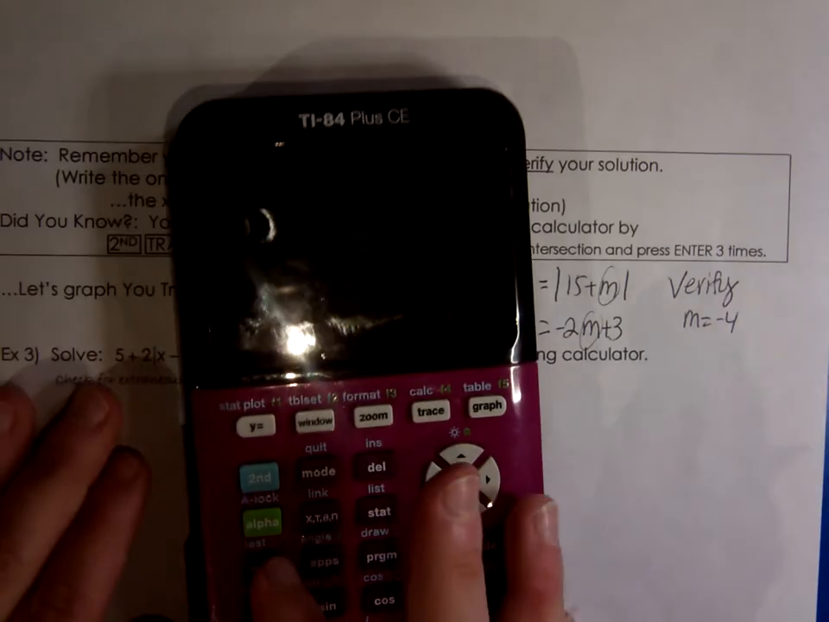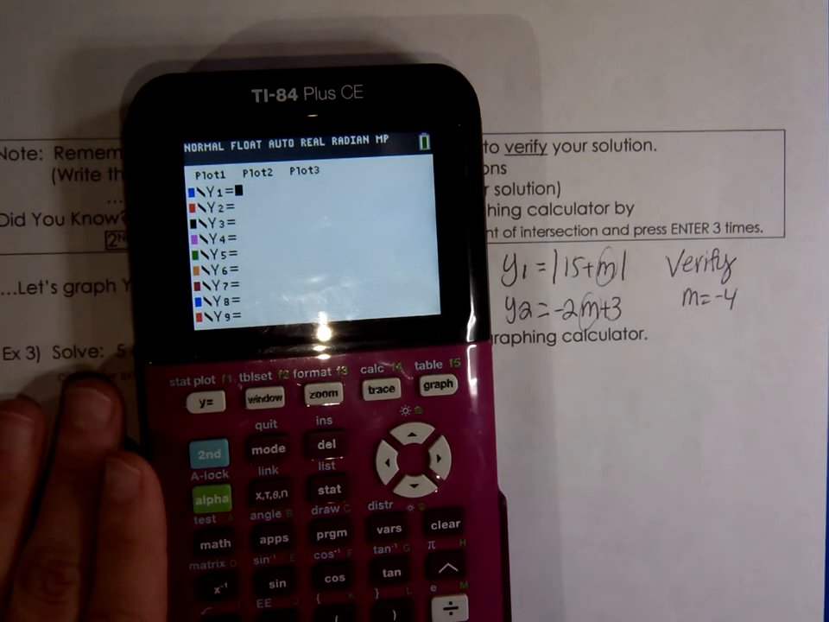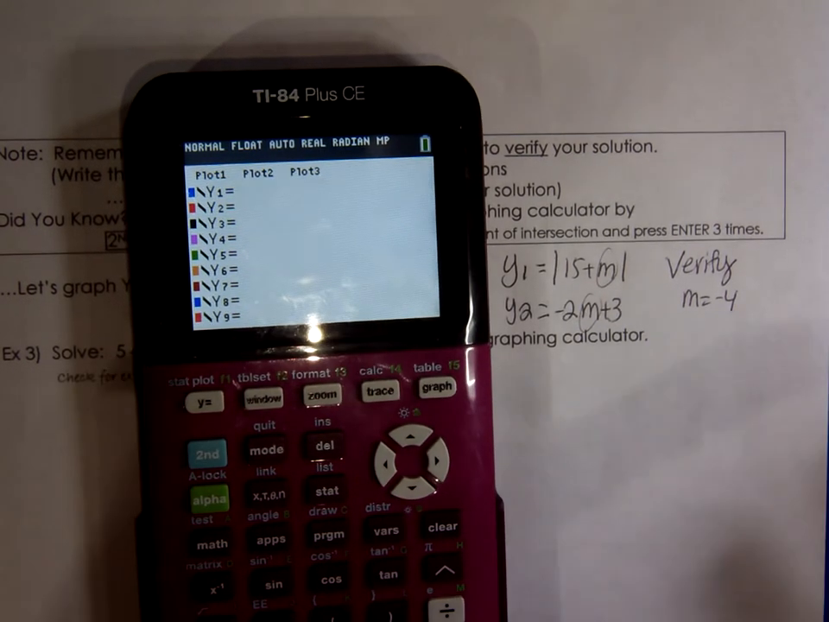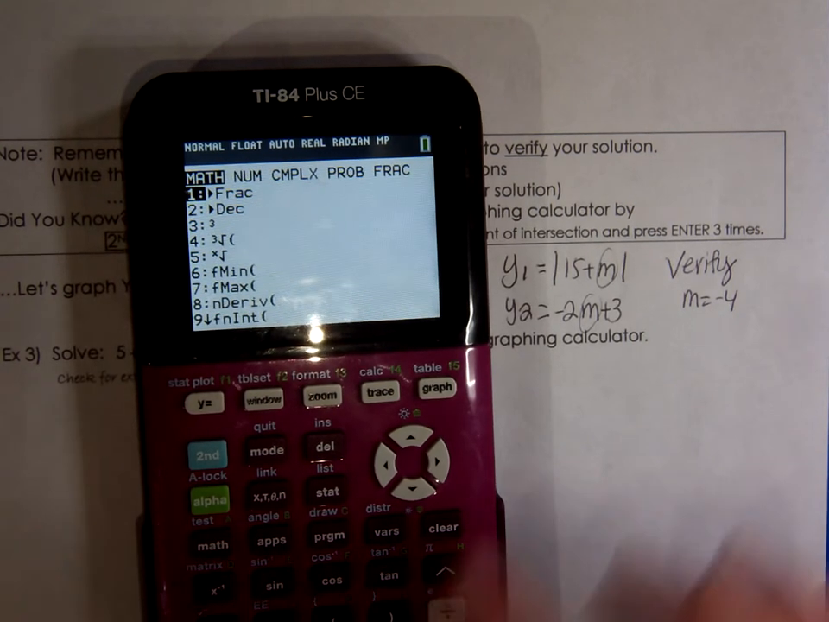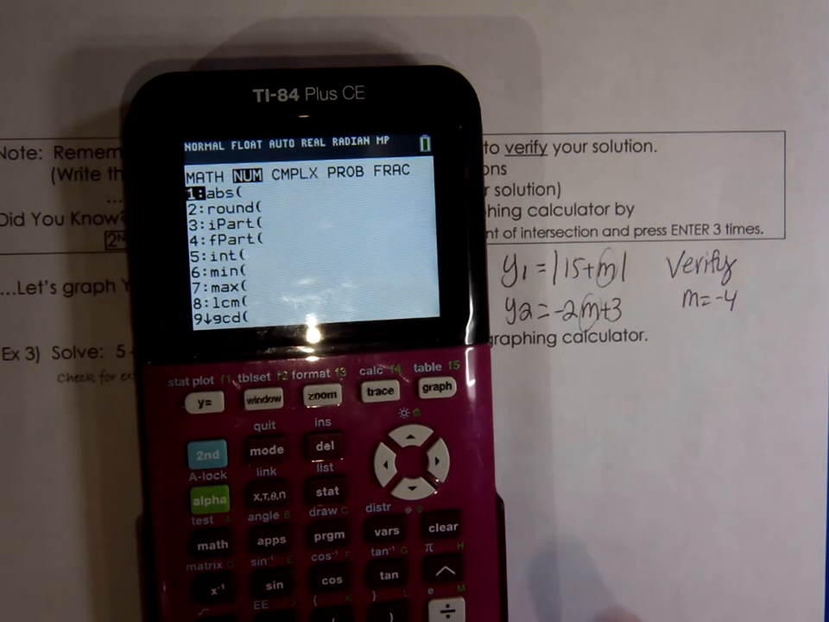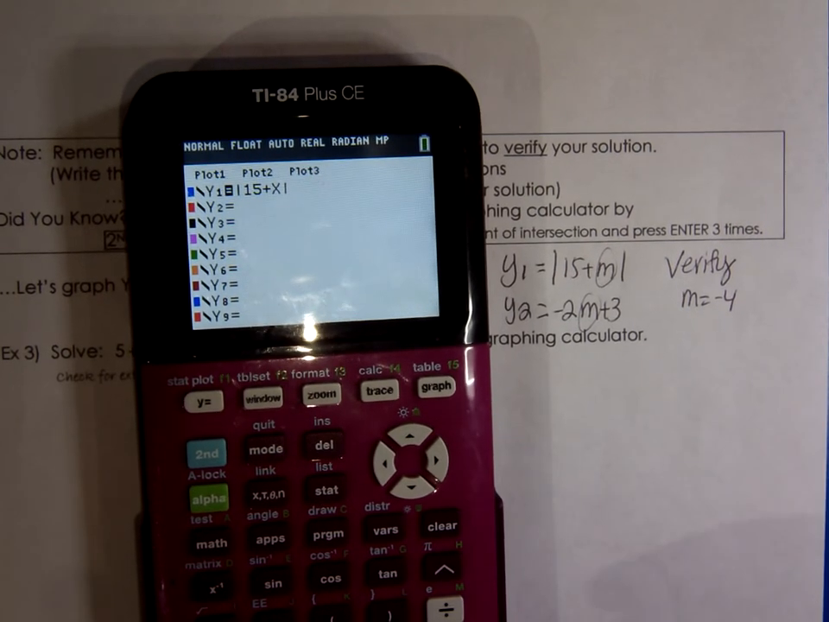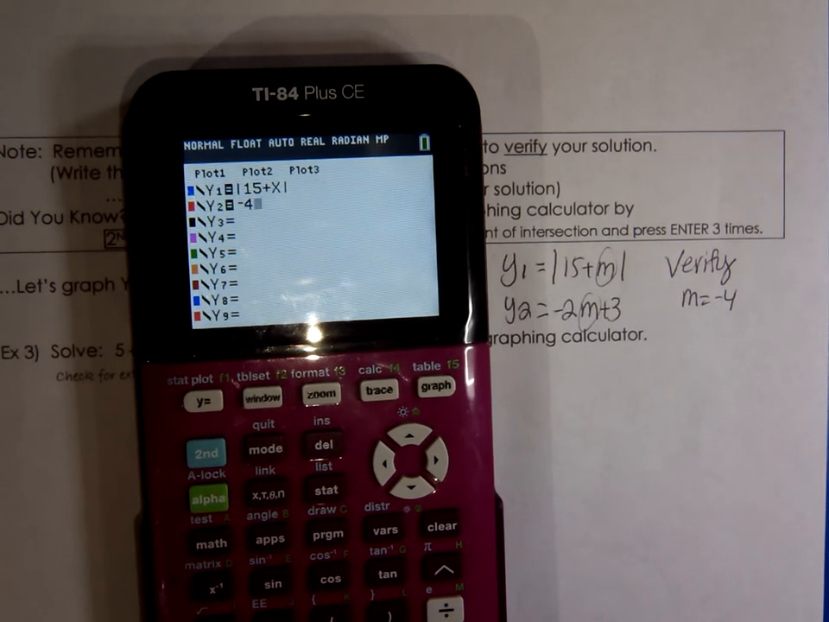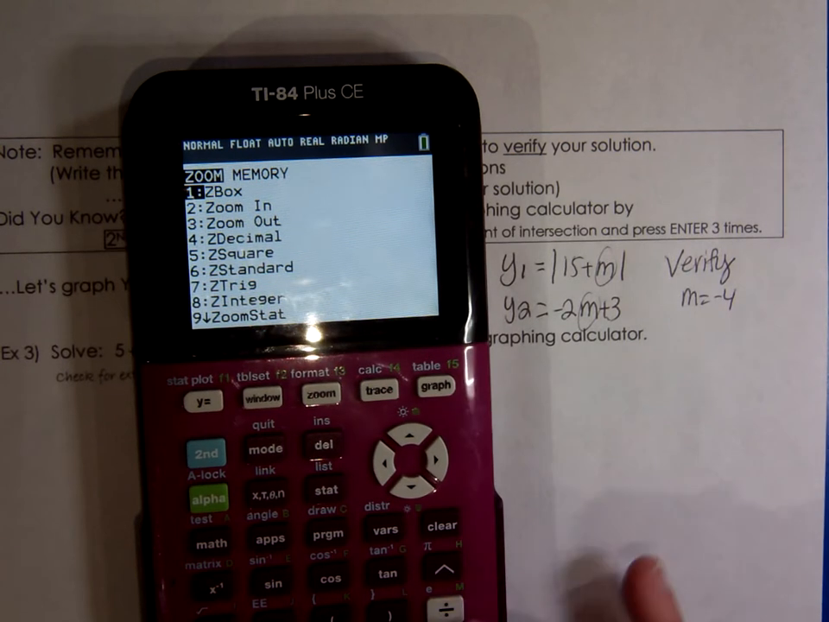So I'm going to clear out what we did before, and I'm going to insert absolute value of 15 plus m. So remember, absolute value is located right here at math. I'm going to press the right arrow to where it says num, and I'm going to put in absolute value. And inside I'm going to put 15 plus x, because x is like our unknown, like m is our unknown. Then I'm going to press the down arrow to where negative 4 is. And now we're going to check out the system of equations by pressing zoom and then standard. Our standard is at 6, and we'll see if this looks okay.